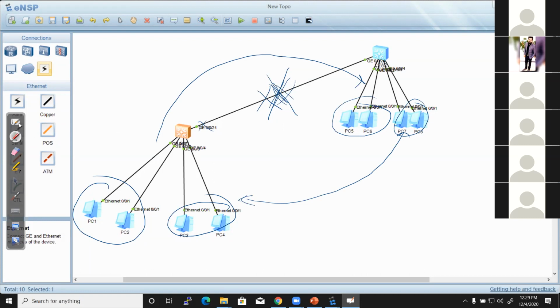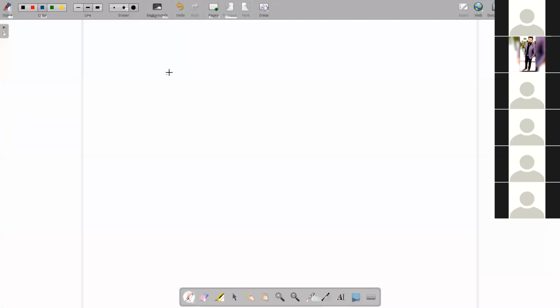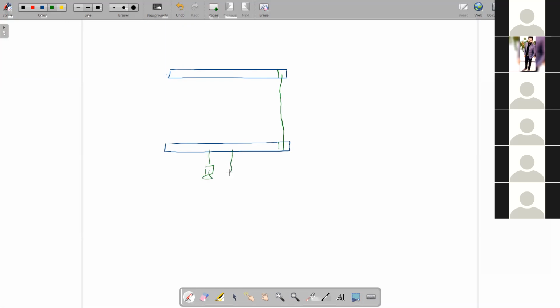So what we need to do, for example, if I'm having two switches, this one and this one, we are adding one trunk between these two switches so that all the devices across these two switches can communicate with each other. That is our purpose, to configure a trunk. But again, this is a single point of failure.